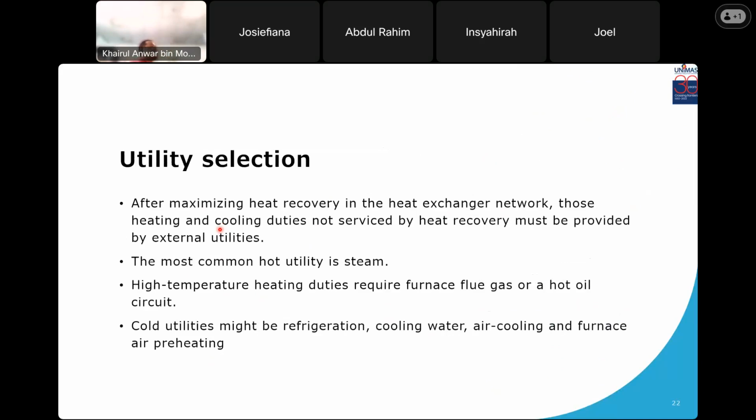After maximizing heat recovery in the heat exchanger network, those heating and cooling duties not serviced by heat recovery must be provided by external utilities. The most common hot utility is steam. High temperature heating utilities require furnace firing or a hot oil circuit. Cold utilities might be refrigeration, cooling water, air cooling. So this slide is talking about, we already learned how to recover the heat. But for stream heat duty that is not covered by the heat recovery, then you need to supply external, either hot or cold utility.